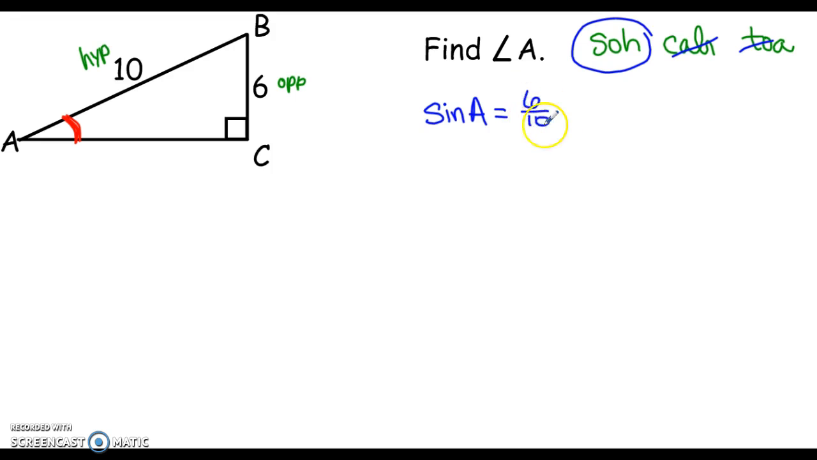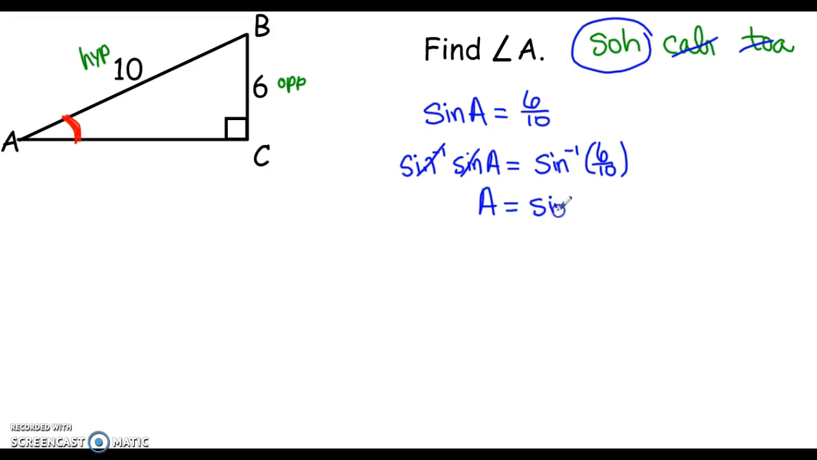This is a fraction that can be reduced, but I'm not going to worry about it right now because my goal is to find angle A. So I want to undo taking the sine of angle A by using the sine inverse to both sides. If I take the inverse sine of a sine, that goes away, and I'm just left with A on the left-hand side. So A is equal to the sine inverse of 6 divided by 10.